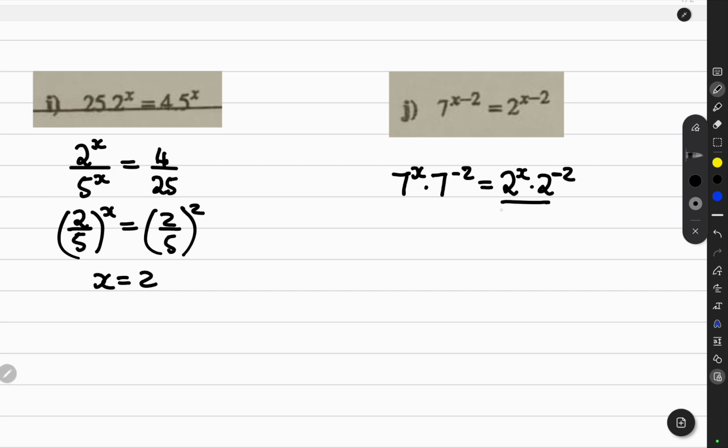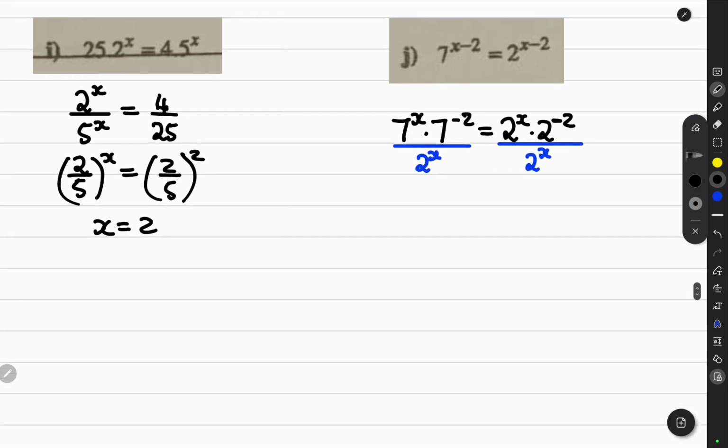Then having this, we can divide both sides. We can make sure that we get rid of 2 to the power x by dividing both sides by 2 to the power x. Let me show you here. 2 to the power x, even here 2 to the power x.